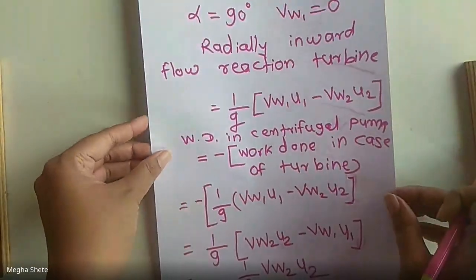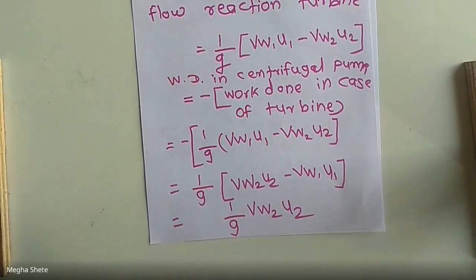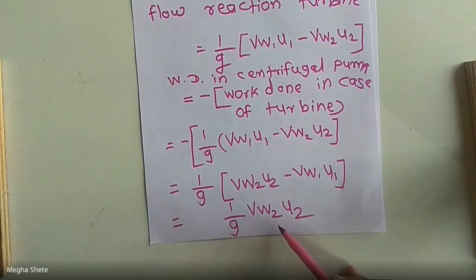This equation, 1 divided by G VW2 U2, that is work done by the impeller on the water per second per unit weight of water striking per second, gives us head imparted to the water by the impeller or energy given by impeller to the water per unit weight per second.